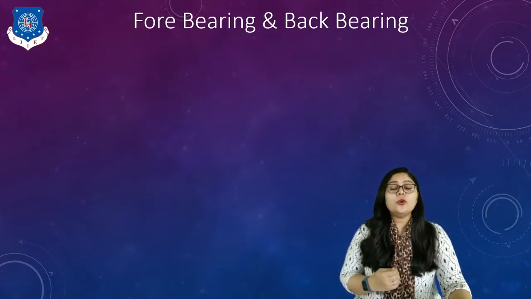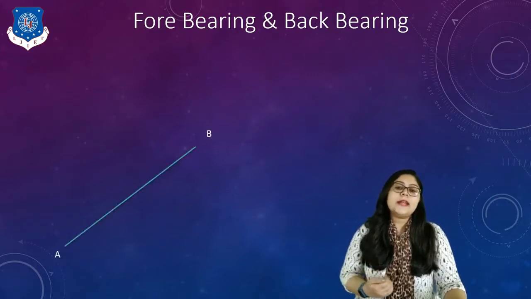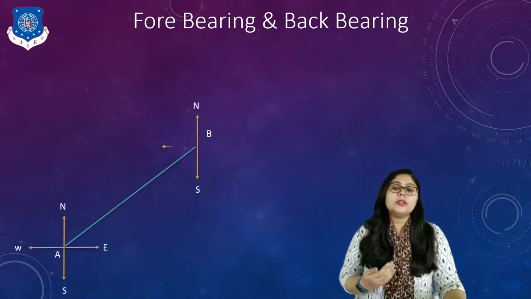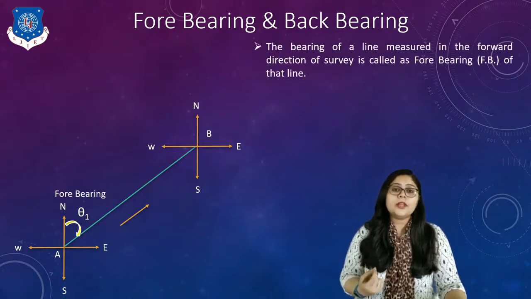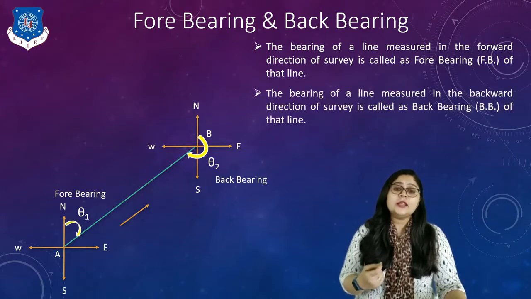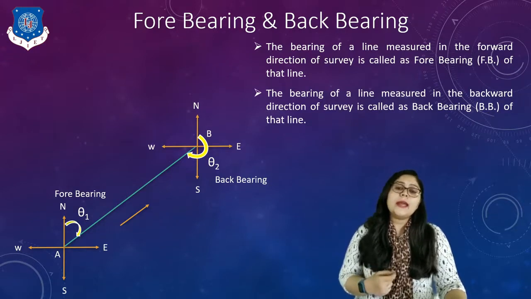So now, what is the forebearing? Let's assume this is my survey line AB and this is the north-south, east-west condition at both stations A and B. Now, if I want to calculate the angle in the forward direction, that is known as the forebearing. It means the bearing of a line measured in the forward direction of the survey is called the forebearing, right? Same, if I measure the angle in the backward direction of the survey line, it is known as the back bearing of that line, right? So that is the concept for forebearing and back bearing.